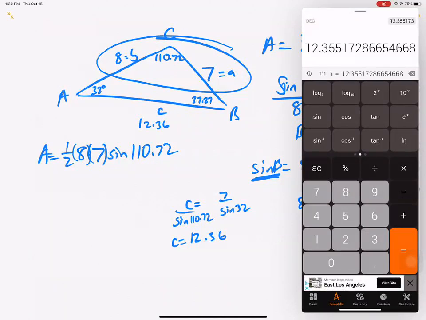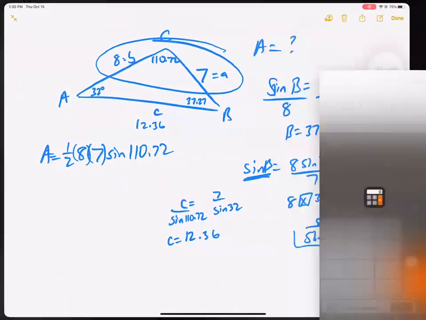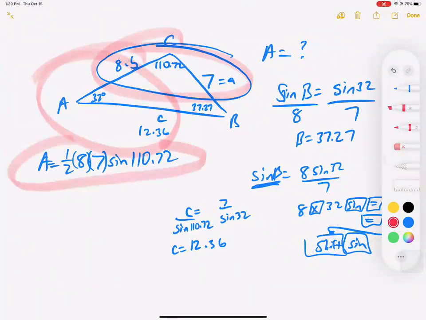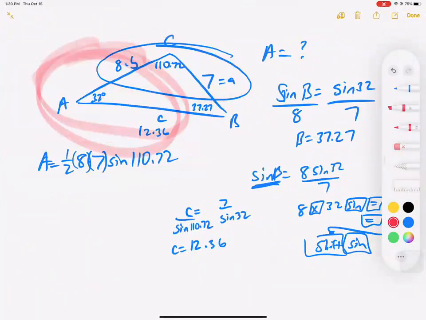I'm going to do this problem now, except I'm going to use a different set. I'm going to use this set here. You guys have done this set already. Hopefully you guys did this right here. I am going to do this set of values and see if we get the same answer that you got.